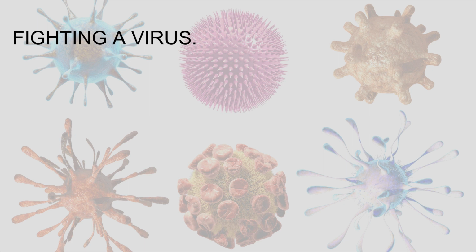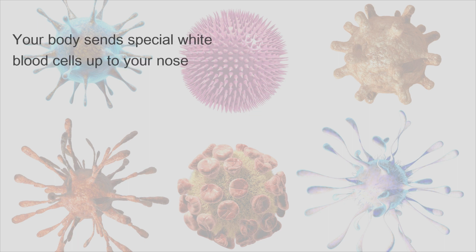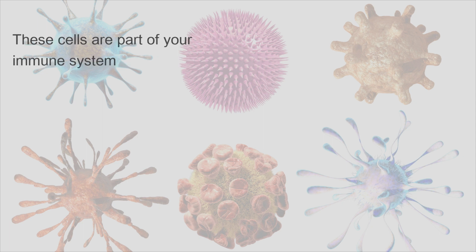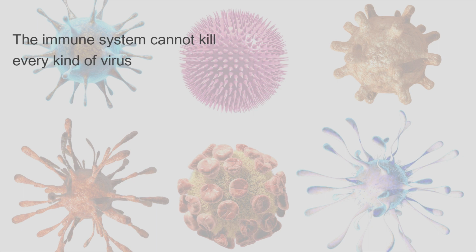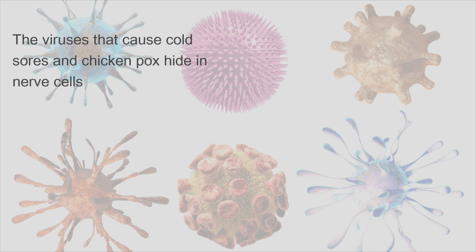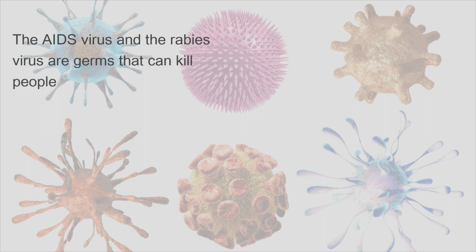Fighting a virus. When a cold virus attacks, your body fights back. Your body sends special white blood cells up to your nose. These cells are part of your immune system. The immune system cells kill the virus. After a few days, you get over your cold. The immune system cannot kill every kind of virus. The viruses that cause cold sores and chickenpox hide in nerve cells. The immune system cannot find them there. Some viruses can kill people. The AIDS virus and the rabies virus are germs that can kill people.